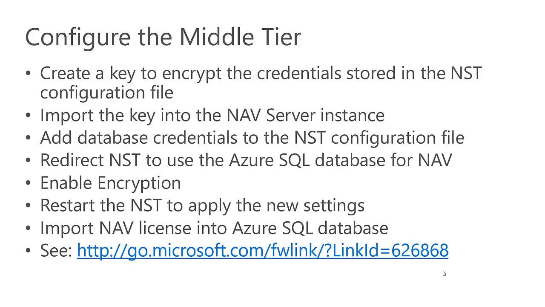This slide shows the tasks we need to perform in order to configure the Dynamics NAV middle tier so that it accesses the NAV database on the Azure SQL database server rather than on the on-premise version of SQL Server. The easiest way to do this is to run scripted PowerShell commandlets, which can be copied and pasted from the blog, which is available at the URL shown at the bottom of this slide.